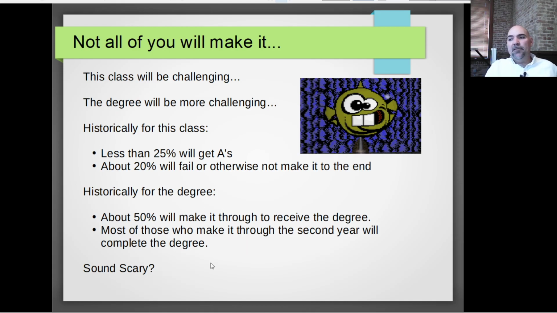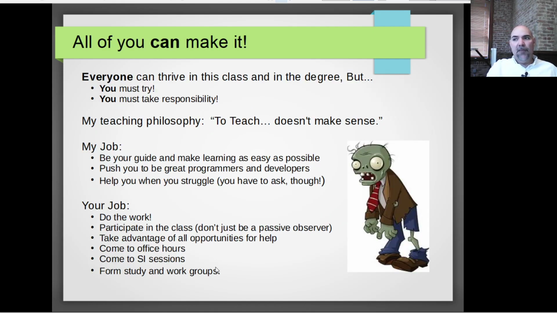And while that might sound scary, that half of you are going to not make it, everybody that's signed up for this class can make it. And if you're not passionate about it, you should go do something else. But if you are passionate about games and really want to make them, then you're going to have to put in some effort. So you have to try and you have to take responsibility for your thing. That's going to mean maybe getting out of your comfort zone sometimes, working on a team, or maybe getting out of your comfort zone and calling me on the phone and talking to me.